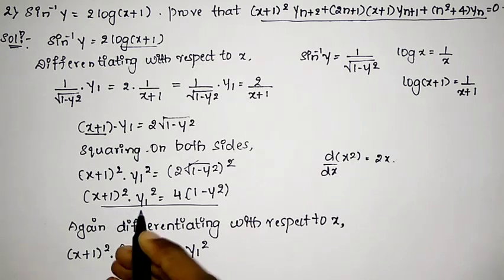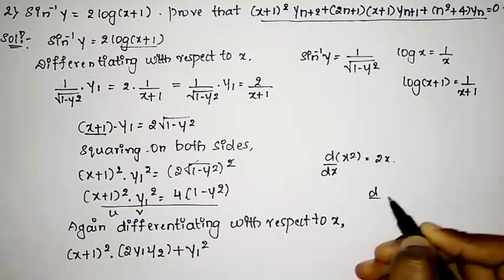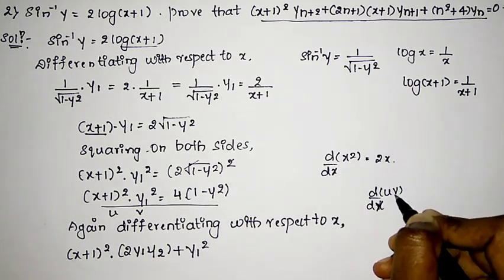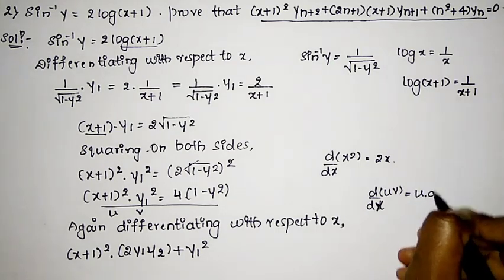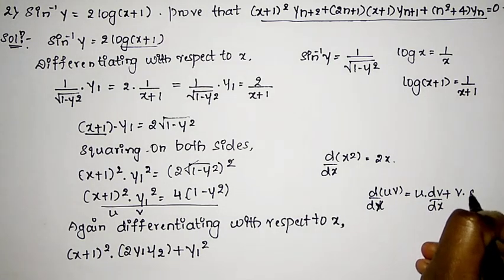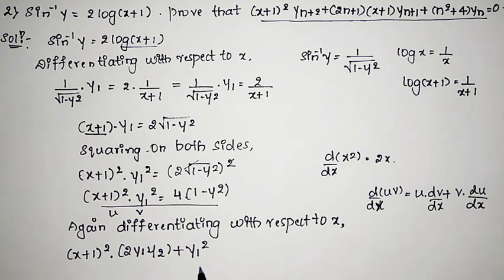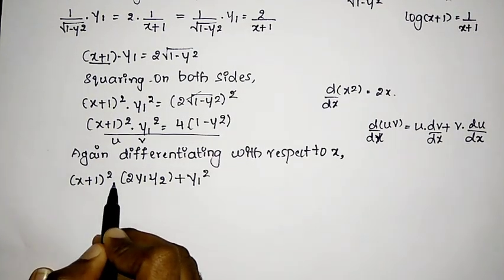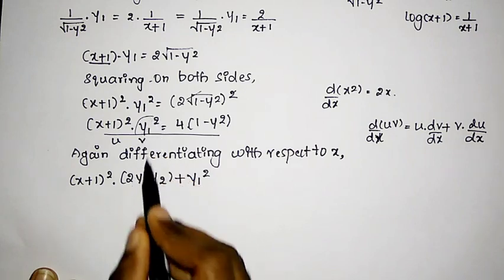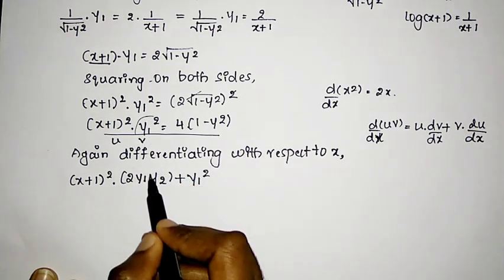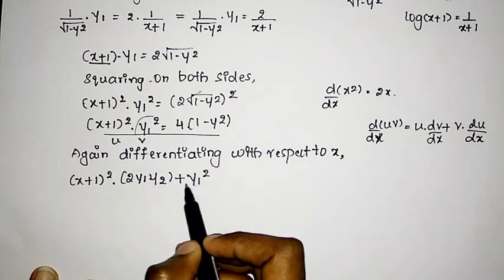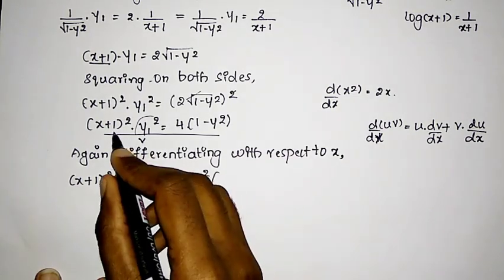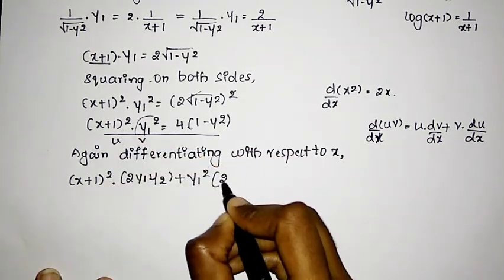So we need to apply the u into v form. As you know, the differentiation of u into v is u into dv by dx plus v into du by dx. So we have applied the u into v formula. Initially keeping x plus 1 whole square into, applying differentiation for y1 square, it is 2 into y1. Differentiation of y1 is y2, plus, then second term keeping y1 square, you need to differentiate x plus 1 whole square. So differentiating x plus 1 whole square, we have 2 into x plus 1.